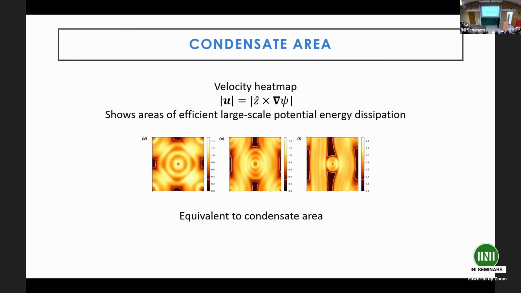So for that, I need to tell you an additional piece of information that we found in our previous study of this system. Okay, so first of all, to read these plots, you can really think about these orange areas. It's basically showing you the area of the condensate, because this is actually where most of the dissipation of the potential energy is occurring, okay? So this is where large-scale dissipation of potential energy is important. So this is basically the area of the condensate.